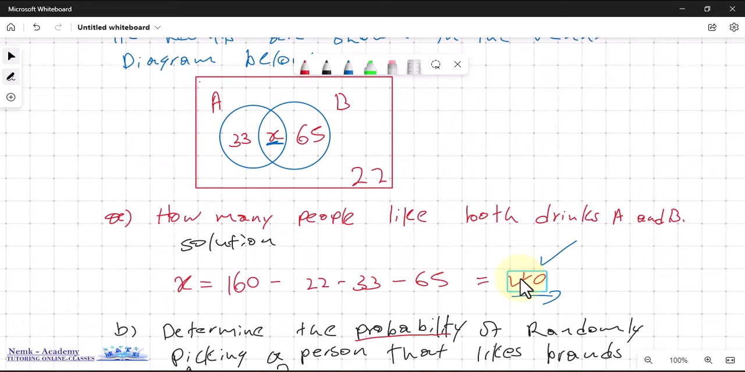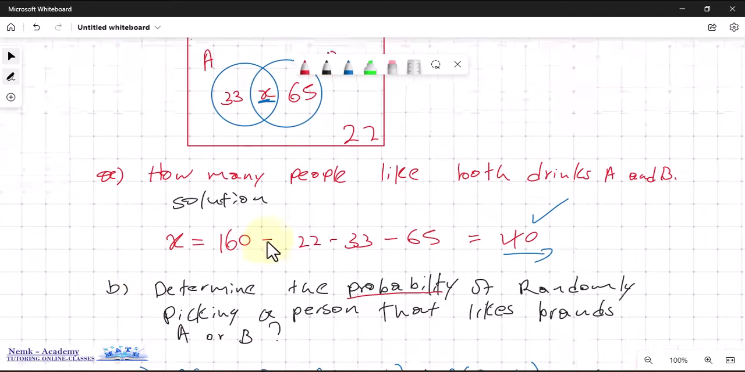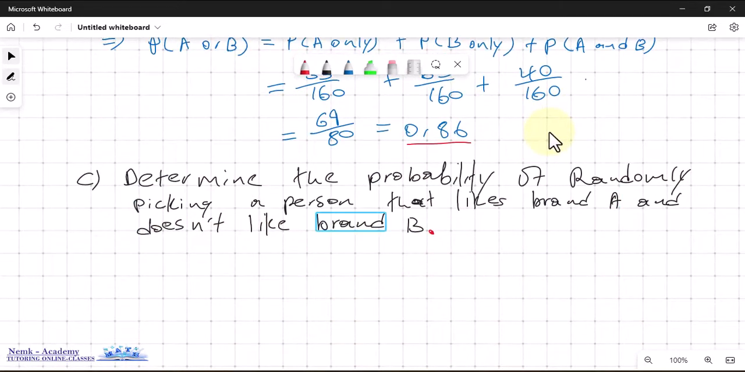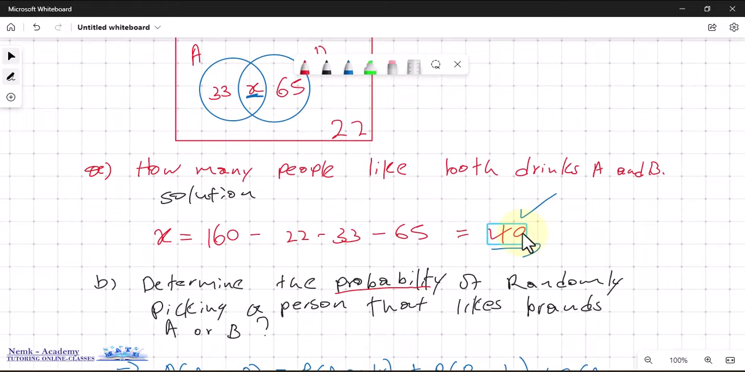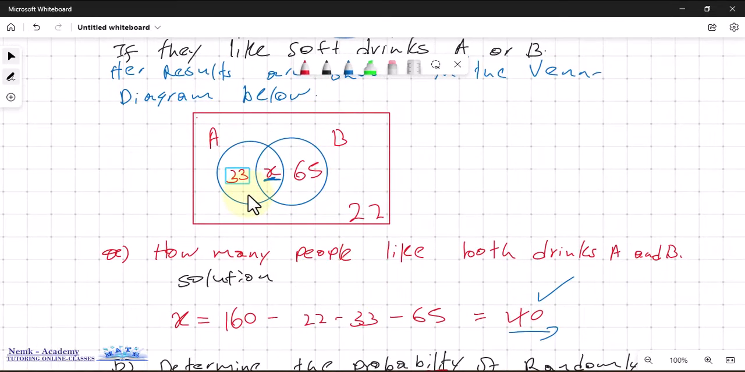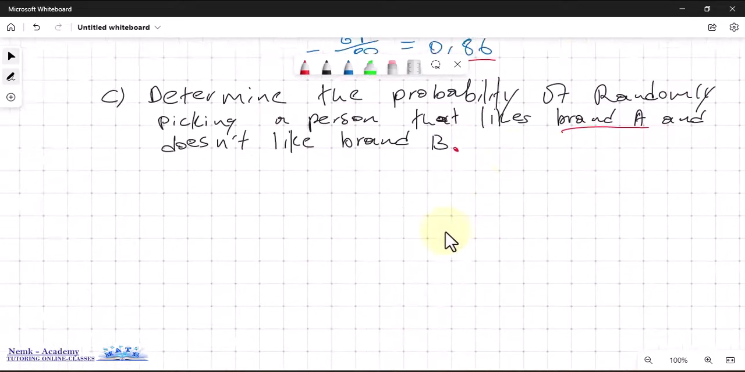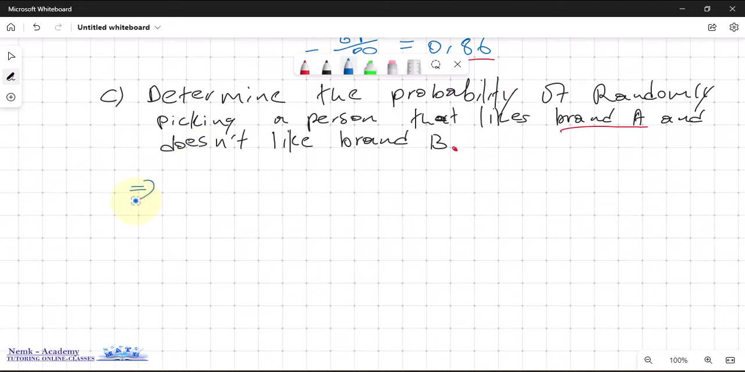These 40 people, they like friend A and friend B. Is that correct? These 33 people, they like friend A only. So what are we looking for? We're looking for the probability of those who like friend A but don't like friend B. Is that correct? So we're going to reject this 40 because they like friend A and B, but we're looking for those who like friend A. They didn't say only. So those who like friend A, how many are they? They are 33. To write down this statement, we're going to write it like this. Here is our answer. Did you understand what we're looking for?